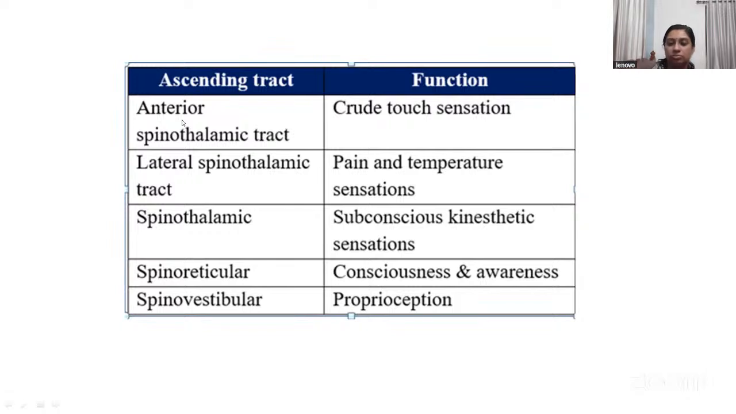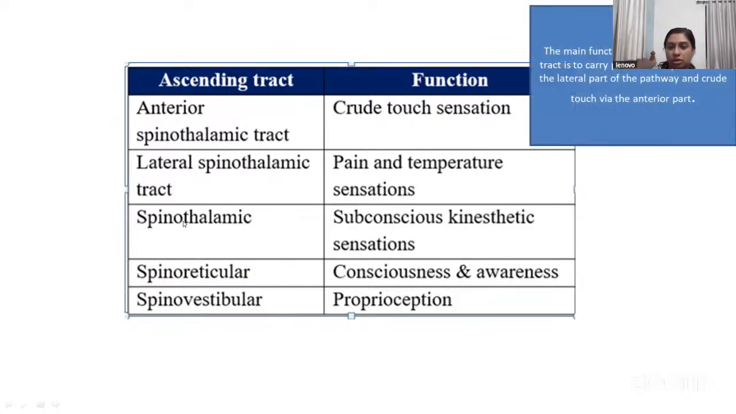So we have to notice the terminology, how these tracts are named. Here, spino is the word coming first. That means the origin of this particular tract is from the spinal cord. So when spino comes first, that is an ascending tract. When it comes second, that means it is a descending tract, that is, a motor tract.